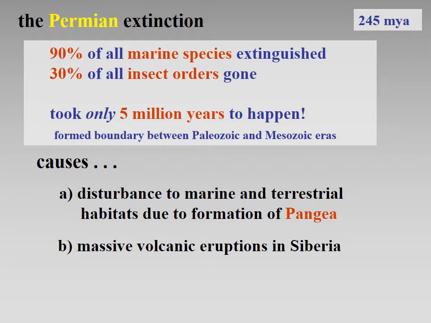Another thing that happened, especially for marine species, is when these little islands of land began to grow and finally became this big continent of Pangaea, it actually reduced the amount of coastline.